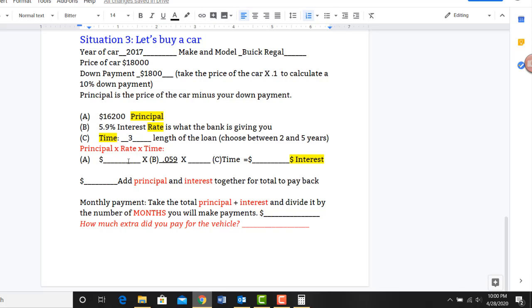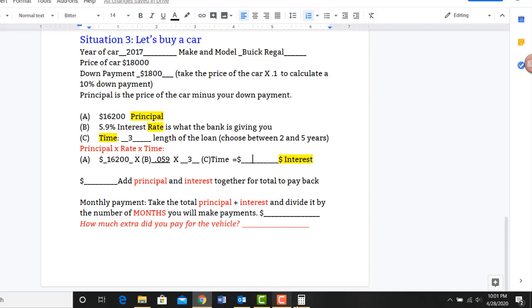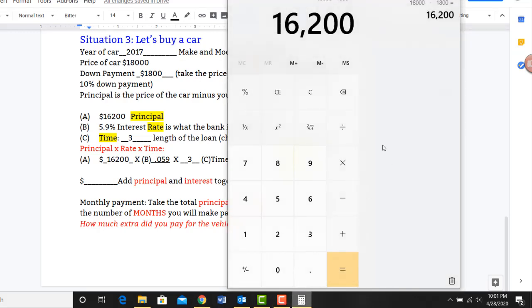Principal times rate times time. So the principal is 16,200 times the rate times 3 years is going to give us the interest, just the interest alone that we're going to pay for this. So take this times 0.059 times 3 years, $2,867.40.